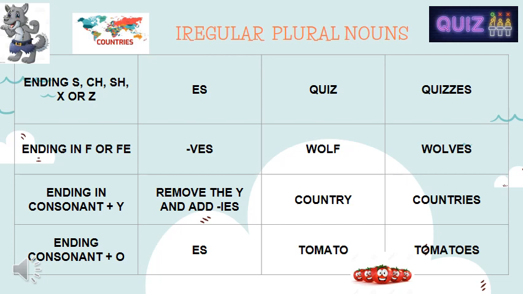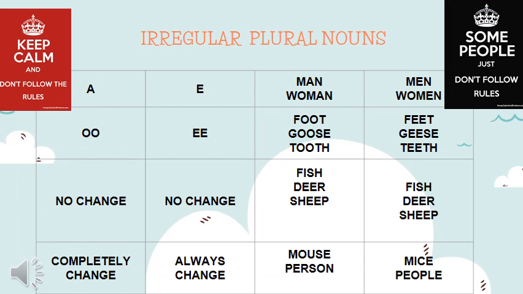When a word ends in a consonant plus an O, you have to add an ES, for example, tomato turns out to be tomatoes. There are some other examples of irregular plural nouns that we have to learn. There are some that have an A and they turn into an E, as man and woman, and they turn out to be men and women. There are those that have a double O and they have to turn into a double E. For example, foot, goose, and tooth change to feet, geese, and teeth.